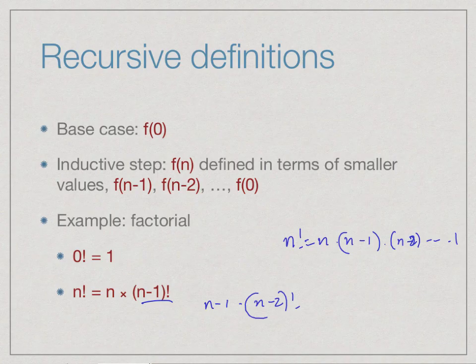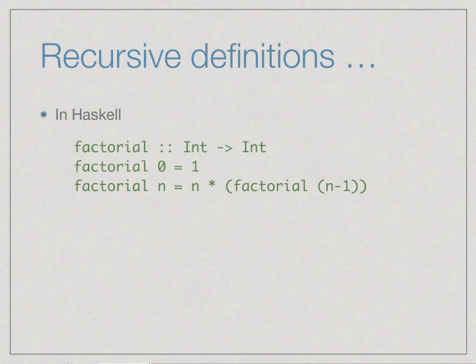Now we can translate this using pattern matching very directly into Haskell. We say that factorial is a function which takes an integer and produces an integer as output. Factorial of 0 is 1, so this is the base case. If my input is already the base case, I know the answer. If it is not the base case, then I apply the rule saying I take n into factorial n minus 1.